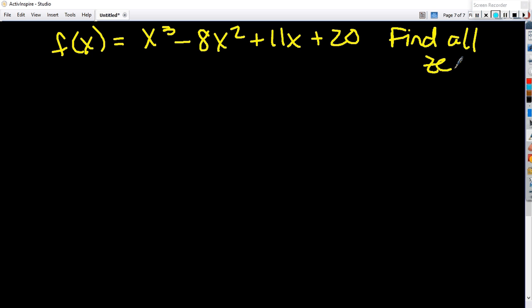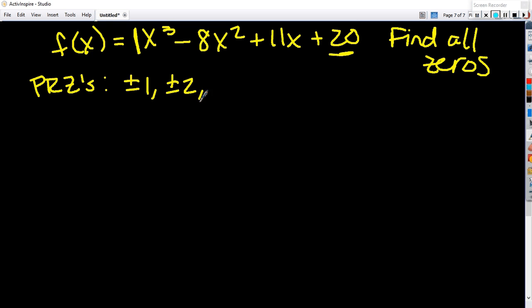So the first thing I want to do, since I can't set it equal to 0 and factor it and set the pieces to 0, is list my possibilities. What could it possibly be? 1, 2, 4, 5, 10. PRZs. Correct. Since this is 1, the factors of 1 are plus or minus 1, right? So it's really just going to be the factors of 20: 1, 2, 4, 5, 10, and 20. Yes? All right, so let's start testing them.